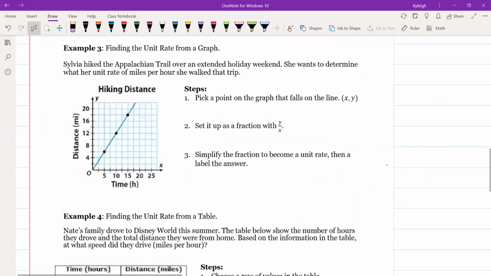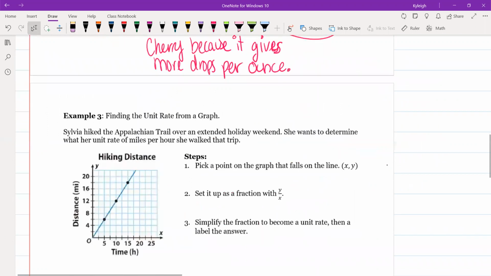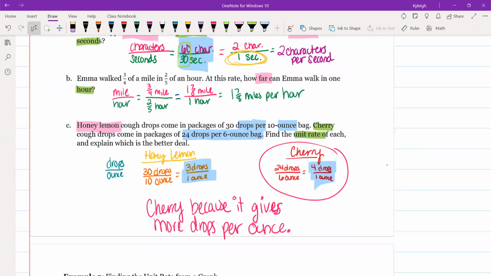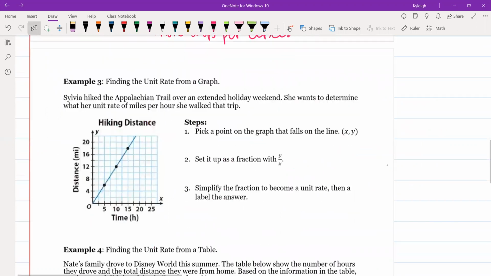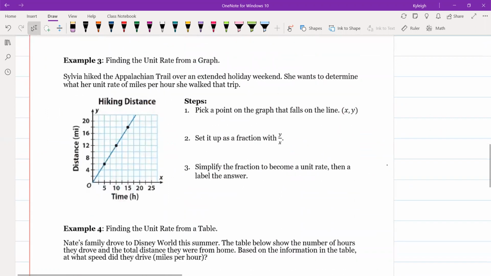So now we're on to the back page. If you need to pause it now, but otherwise we're gonna keep on going. All right, so we have a graph now, still finding the unit rate. Sylvia hiked the Appalachian Trail over an extended holiday weekend. She wants to determine her unit rate of miles per hour.